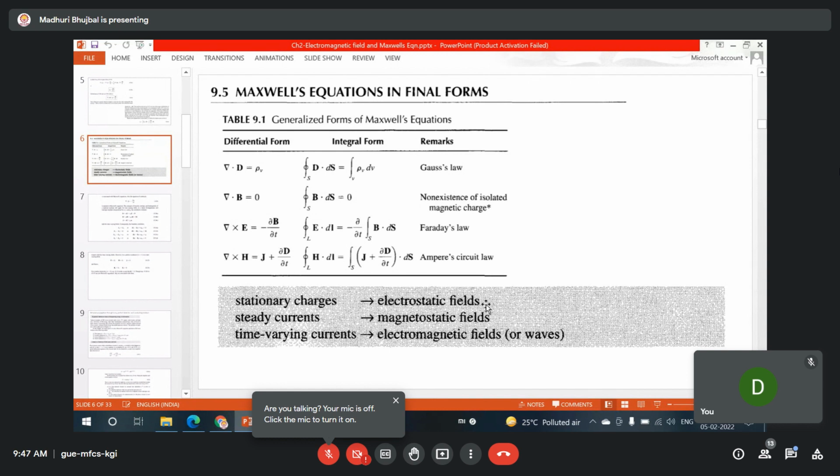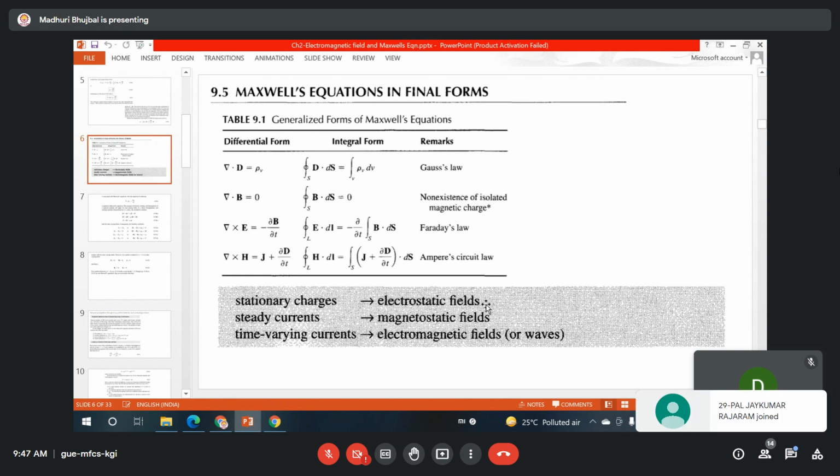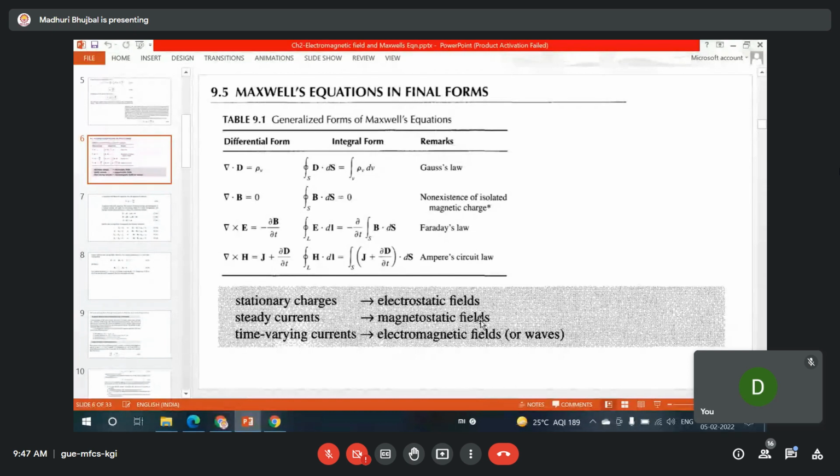If there is a stationary charge residing at some point, it will produce an electrostatic field. So it is completely electrostatic; there is no magnetic component. Next, write down steady currents. Steady current means a current whose amplitude is not changing with time. Steady current is nothing but a DC current. So write down: steady current will result in magnetostatic fields.